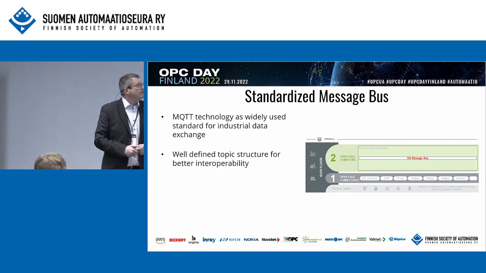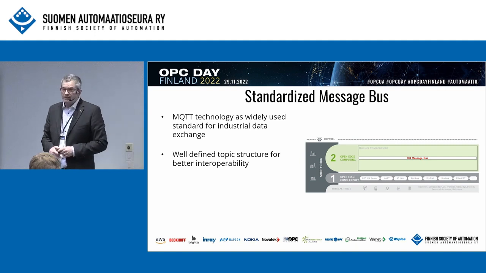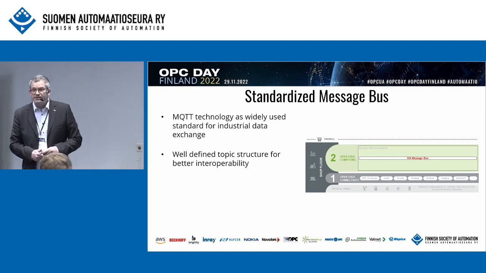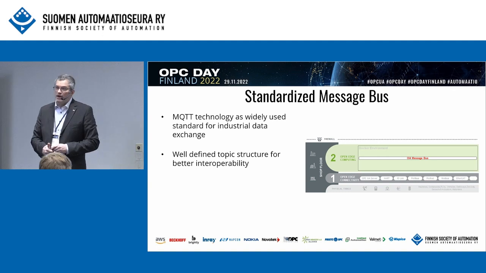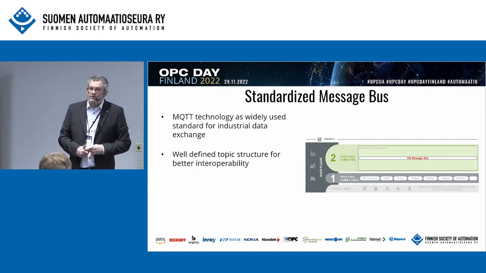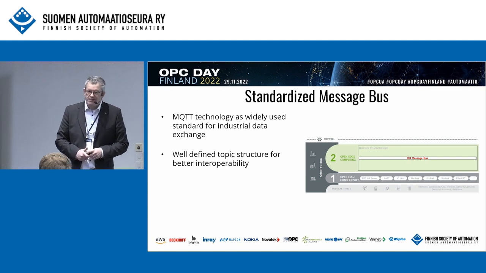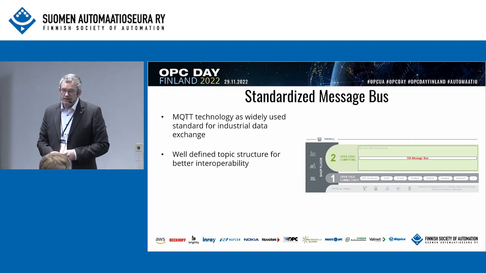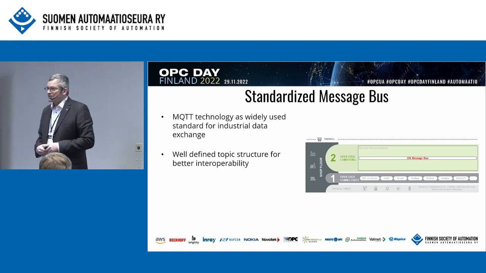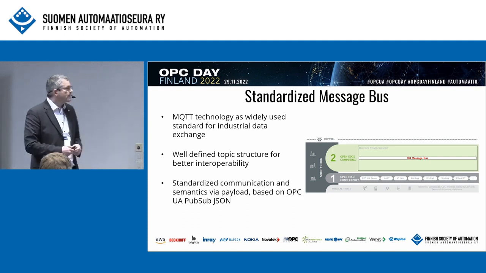Compared to MQTT, we have a well-defined topic structure. This is actually the main difference. And this is also why we are not saying we are OPC UA PubSub JSON, because OPC UA PubSub JSON doesn't care about the topic. And this is the reason, and this is the answer to your question, why we cannot call it OPC UA messaging bus, because that wouldn't be true.